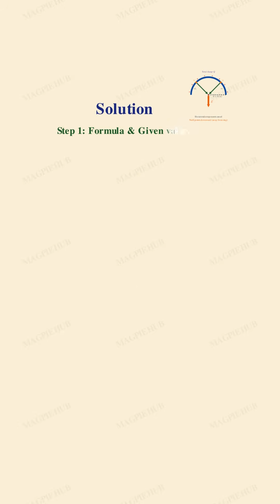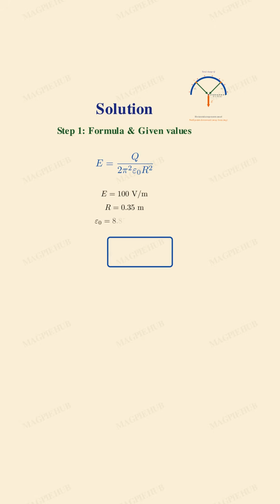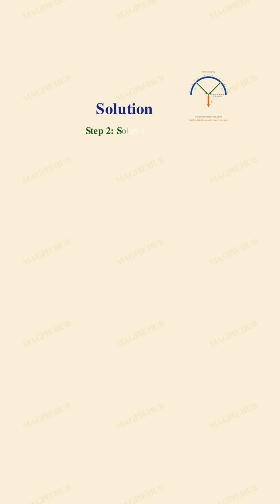Step 1. We use the formula for the electric field at the center of a semicircular ring. E equals Q over 2 pi squared epsilon naught r squared. Given E is 100 volts per meter, r is 0.35 meters, epsilon naught is 8.85 times 10 to the power minus 12, and pi is 3.14. Step 2. Rearranging for Q, we get Q equals E times 2 pi squared epsilon naught r squared.